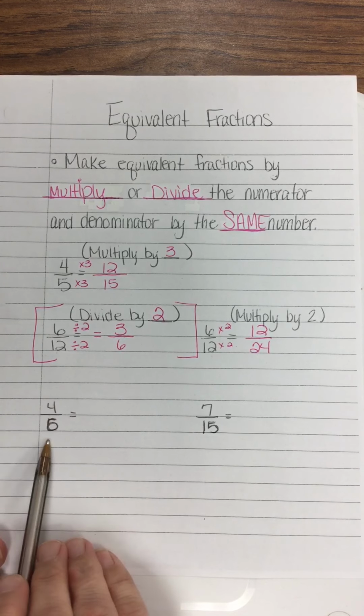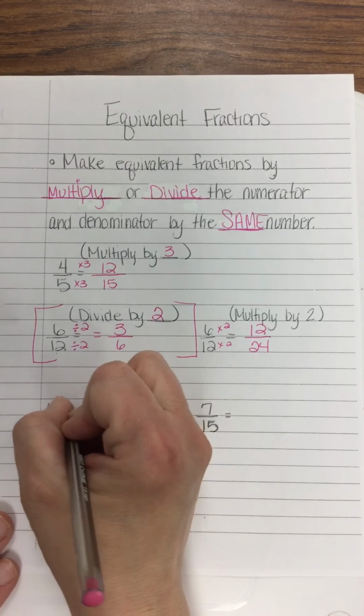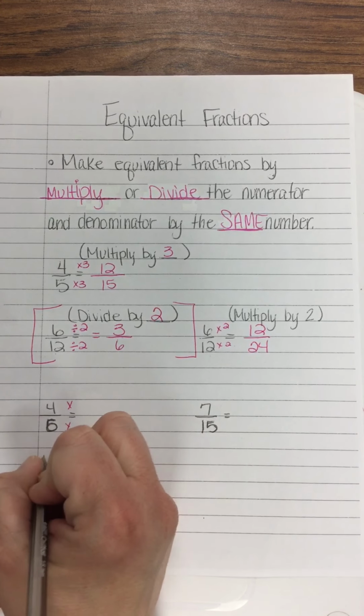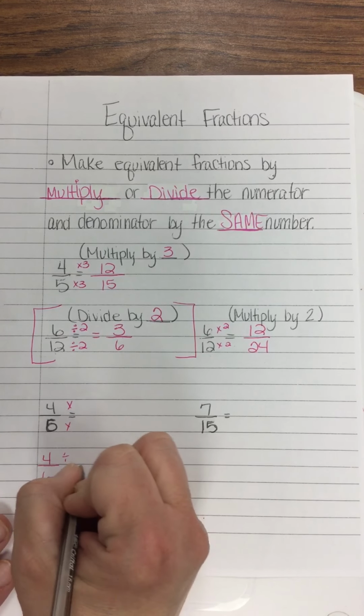So 4 over 6, I wouldn't use division, or would you? Is there a number that's going to go into both 4 and 6? Or can you divide? So multiply it and then try to divide it.